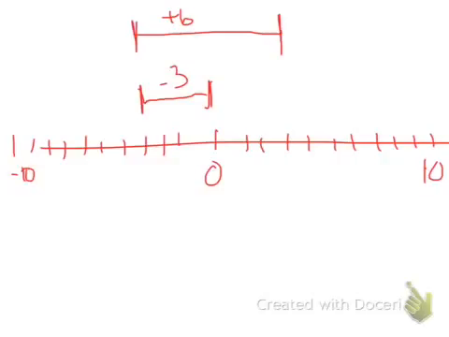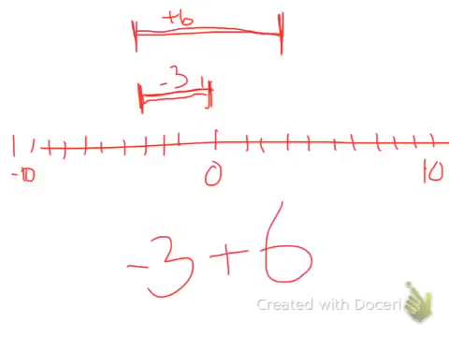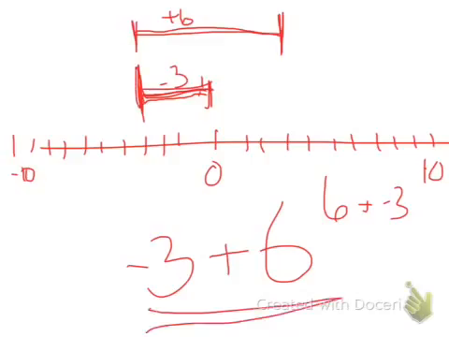Okay. So the first thing you're going to do is go minus 3, and then you're adding a positive 6 to that. Now if you wrote it 6 plus negative 3, that would be all okay as well. Although since we went backwards 3 first, I would prefer it this way. You're going to get the same answer either way. And so your answer is going to be, look where it ends. It ends on 3.